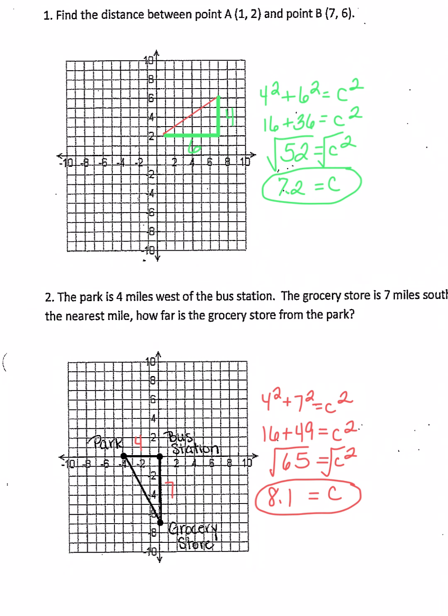The answer to the first U-try is 7.2. So the distance of that red line is 7.2. The answer to the second one, the distance between the park and the grocery store, is 8.1. Remember, I rounded to the nearest tenth. When in doubt, do that.